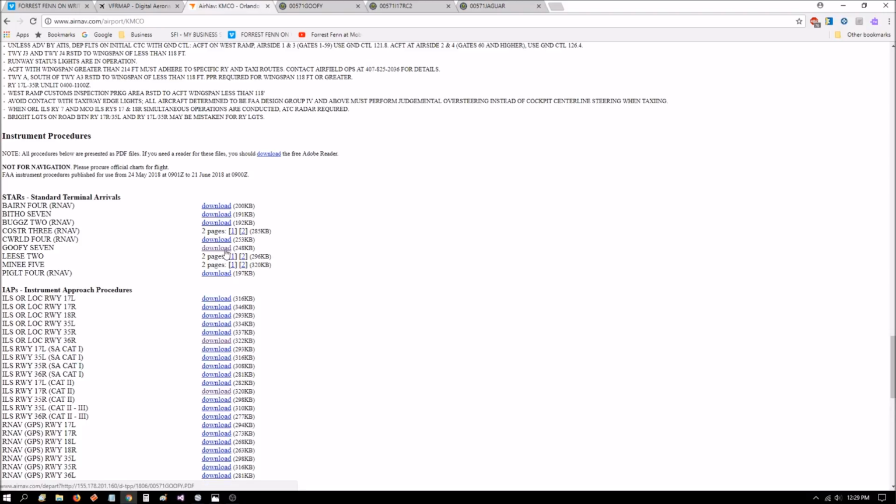So let's take a look at, for example, Goofy. Now, Goofy is going to take us from the north. We're coming in from the north. So instead of saying all of these waypoints, Sabot, Odell, and so on, they could just say, basically, follow Goofy. 7 is kind of like a version number. It's Goofy 7. So now the plane knows how to get to the airport, and also it knows what kind of holding pattern it needs to go into before it lands.